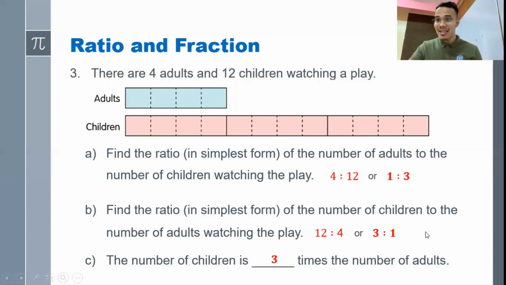The other way of doing that is, look at the answers in A and in B. The 3 here, how are you going to obtain 3? What number do you multiply to 1 to get 3? So we have to multiply 1 by 3 to get 3. What about 4 to 12? Our goal is to obtain 12. What number should you multiply to 4 in order to get 12? It's still 3, right? That's why the number of children is 3 times the number of adults.